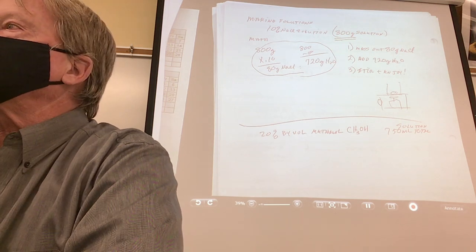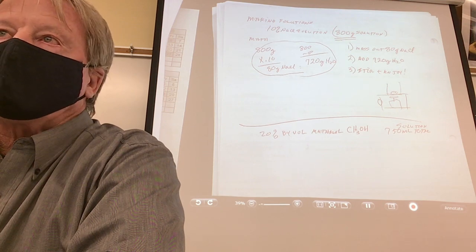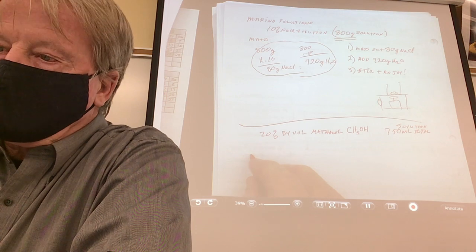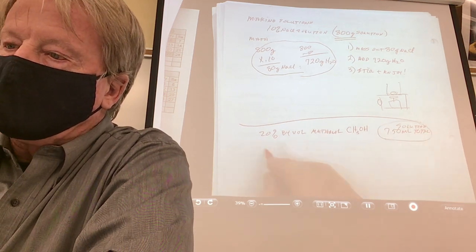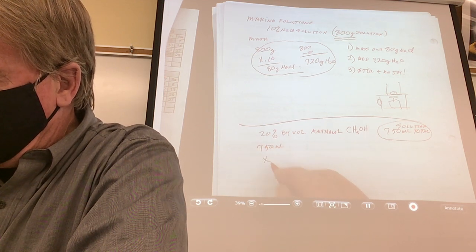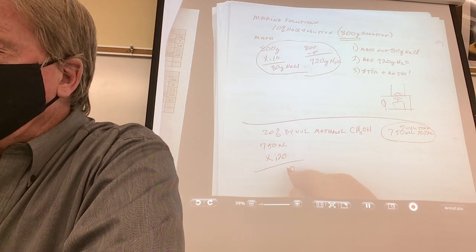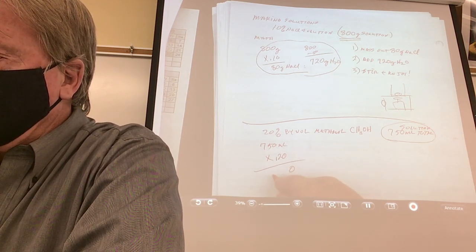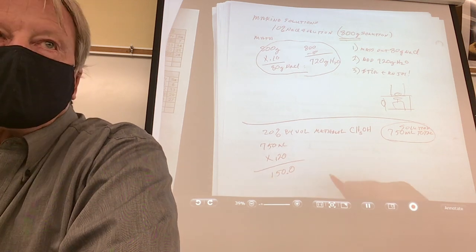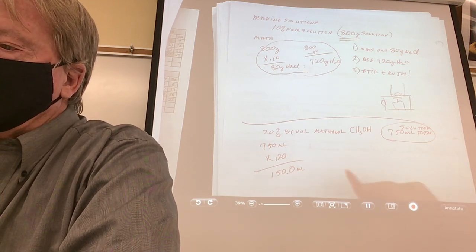Who wants to tell me how to do the math here? All right, Calvin. You take 750 milliliters, you times it by 0.2 to get whatever number that's going to be. So what is that number? That'd be 150. Okay. So what do you want to do?